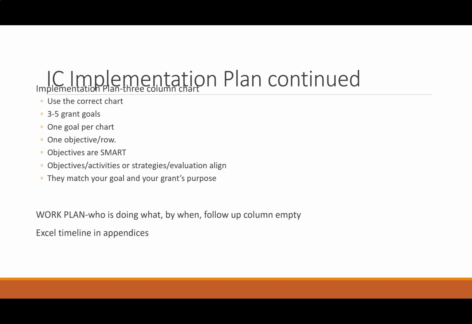And so for each chart, you'll have the grant goal and the community goal. You'll have one goal per chart, one type of objective per row. Are your objectives SMART objectives? Do the objectives, activities, and strategies align with each other? And does everything match the goal and your grant's purpose? This is what you did in your implementation evaluation paper.